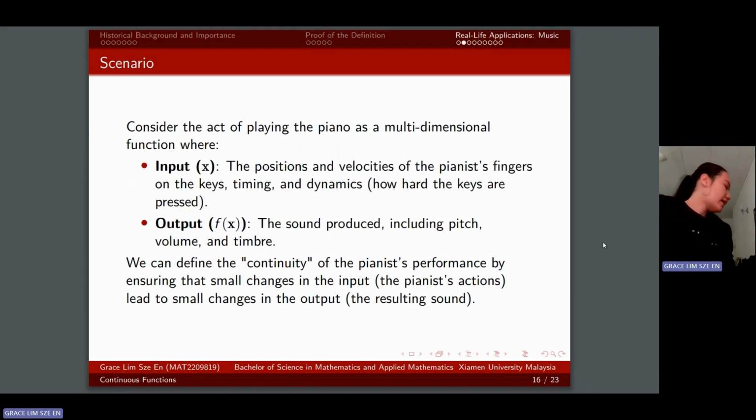We can consider the act of playing the piano as a multi-dimensional function. If you consider the input, we can say that the input is the position and the velocity of my fingers on the keys, timing, and dynamics. The output, f(x), we can take to be the sound produced, including the pitch, the volume, as well as the rhythm. And so we can say that my performance is continuous if small changes in the input result in small changes in my output. So basically, small changes in my actions will result in small changes in the sound produced.